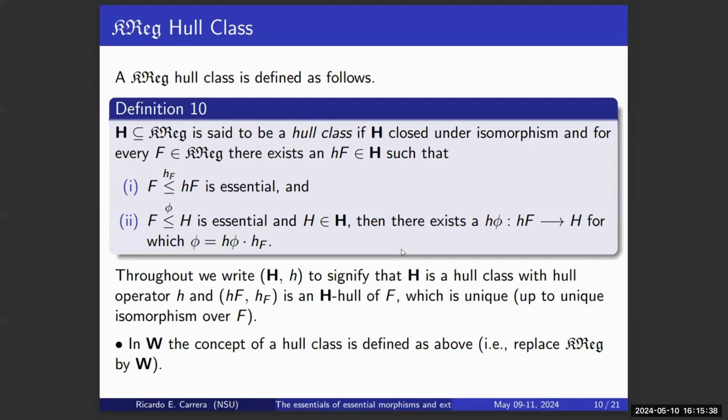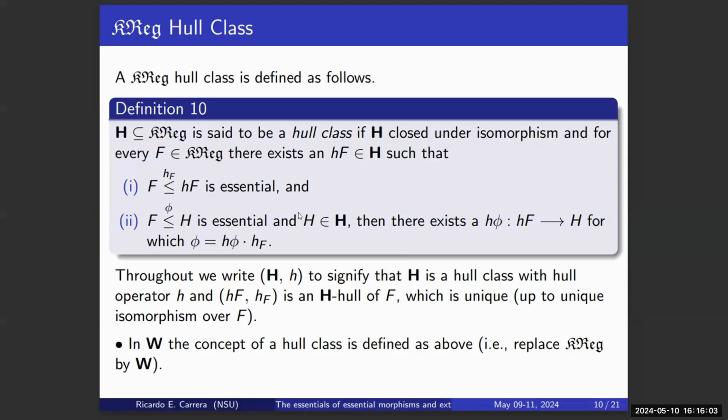Okay, so in W, you can define the concept of a Hall class in exactly the same way. Just go ahead and replace kReg with W, and you'll have a definition of a Hall class in W. There are also other ways to define it, which turn out to be equivalent. But if you think about it, this is the one that's more categorical in nature. And so what do I mean by that?